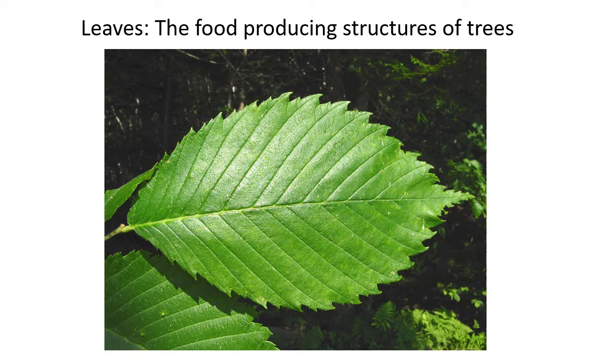trees. This is a picture of a leaf from an American elm tree. A fully mature American elm will have as many as 5 million leaves in the canopy. It varies a lot from species to species how many leaves there are, but we're talking about hundreds of thousands to millions of leaves. A very important structure for plants.